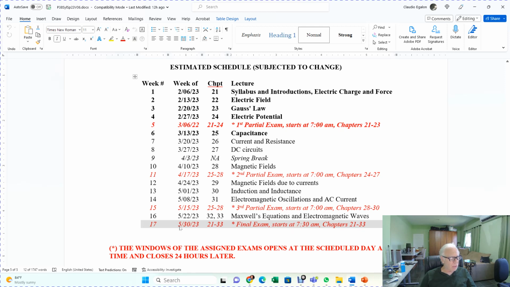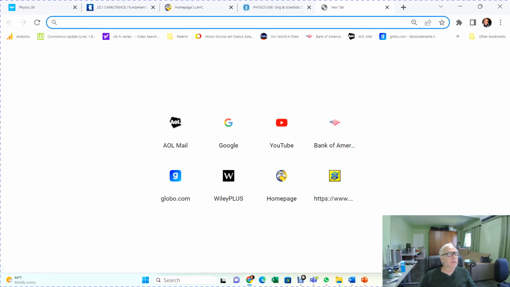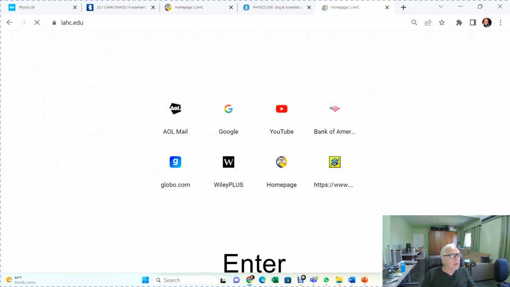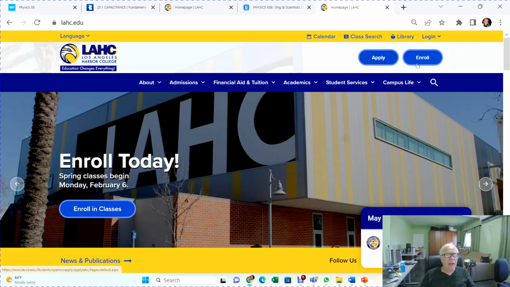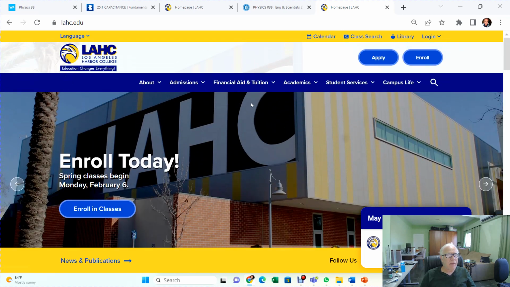I changed it to ensure that we are in agreement with the schedule of the final exams with the college. If you go to the college website, for instance, you see that their schedule of final exams starts at 7:30 a.m. on the 30th of May.